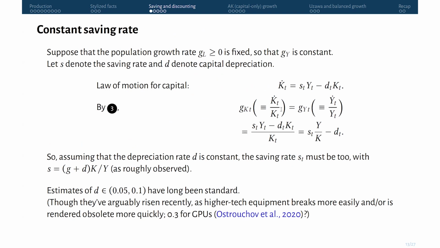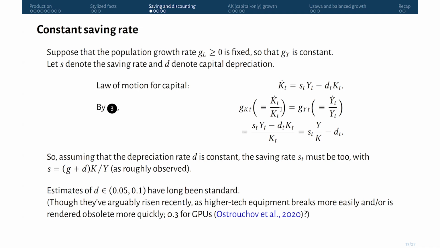Now back to pulling rabbits out of hats. So suppose the population growth rate is fixed at 0 or something positive, so that by Kaldor fact 1, the growth rate of output is constant, right? Fact 1 was that output per person is growing at a constant rate. But if the growth rate of population is also constant, then that means that output itself is growing constantly.